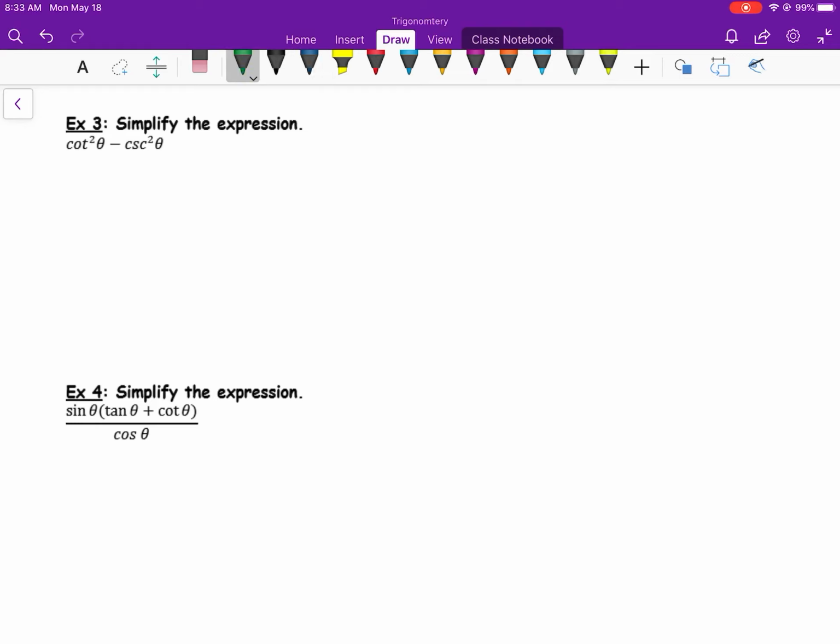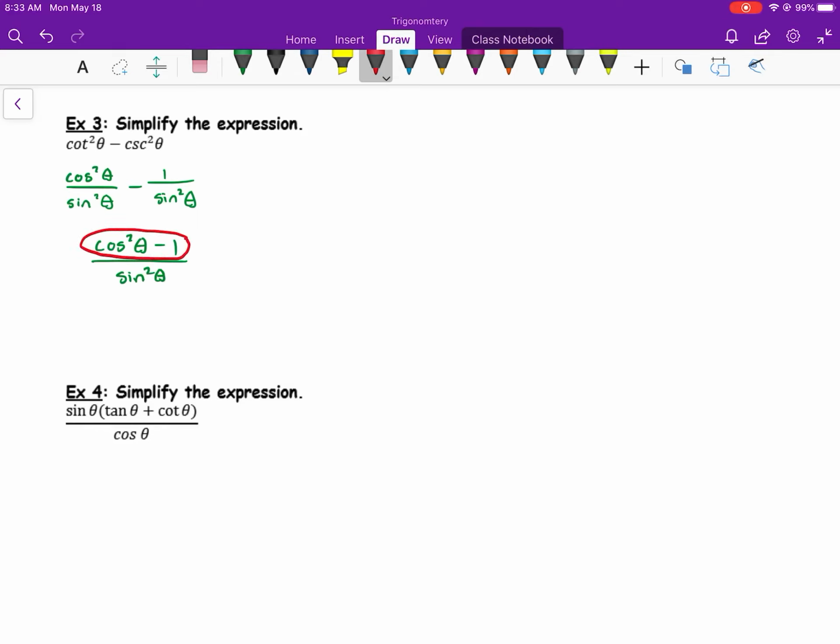So now we have cotangent squared of theta minus cosecant squared of theta. So we're looking for our quotient identities or reciprocal identities, Pythagorean identities. All right, so first I'm going to start with what cotangent is. Cotangent squared is really cosine squared of theta over sine squared of theta. Minus cosecant is the reciprocal of sine, so 1 over sine squared of theta. Now we have common denominators, so we'll just combine terms on the top. So cosine squared minus 1, all divided by sine squared theta.